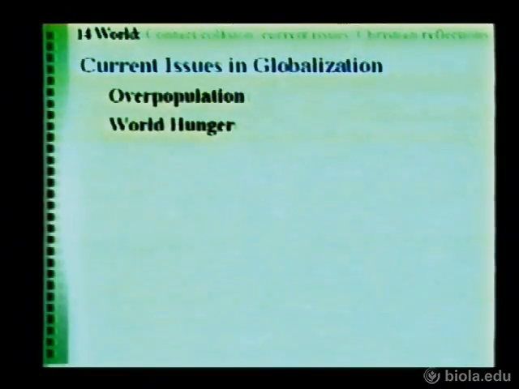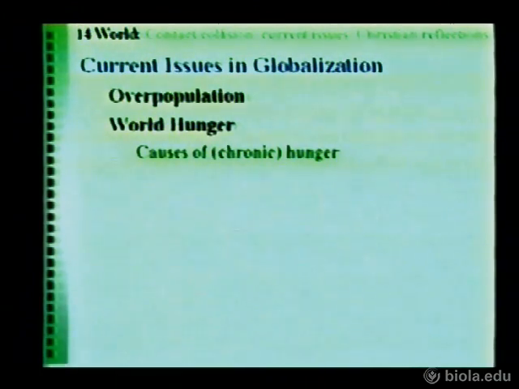I don't know that it's been forced in Indonesia, but other countries have forced sterilization or family control on some peoples. Well, enough on overpopulation. Let's talk about world hunger. Another depressing topic. Let's look at the causes of world hunger.